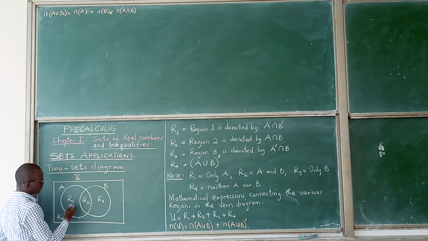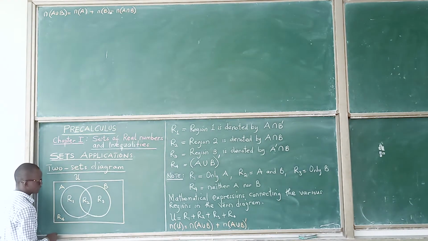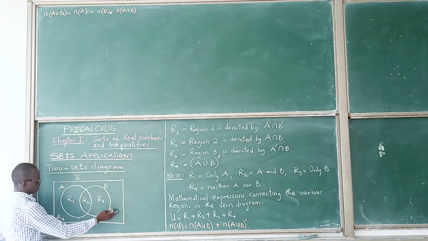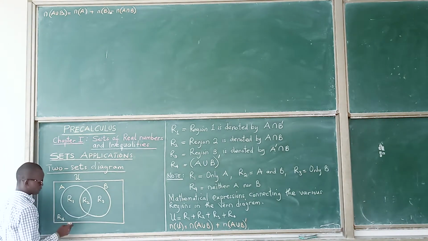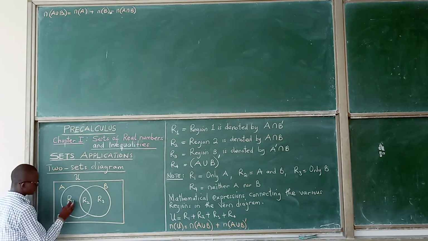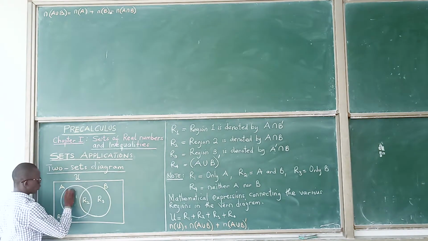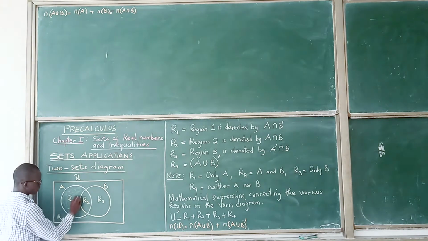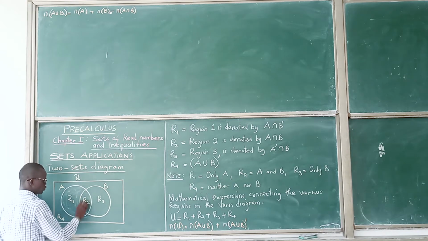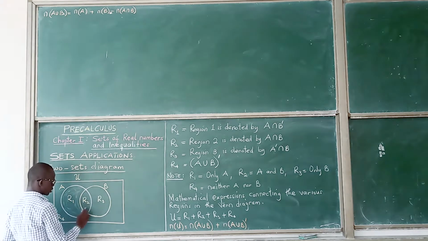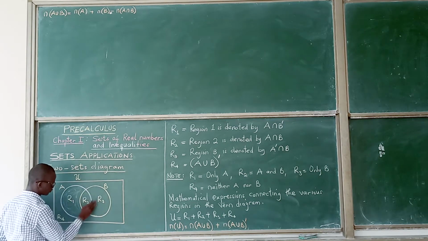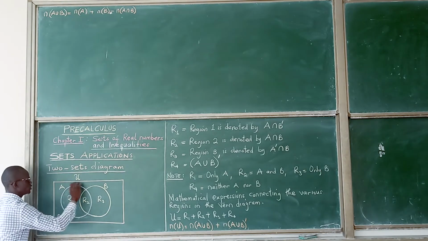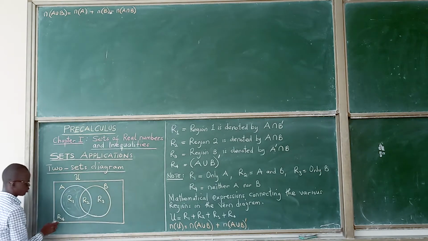So it is not only a rectangular shape that is used to indicate a Venn diagram. We draw two circles within this Venn diagram, and we name the various regions. We call this whole portion region 1. We call this region, region 2. We call this region, region 3. We call this entire region that is outside, region 4.